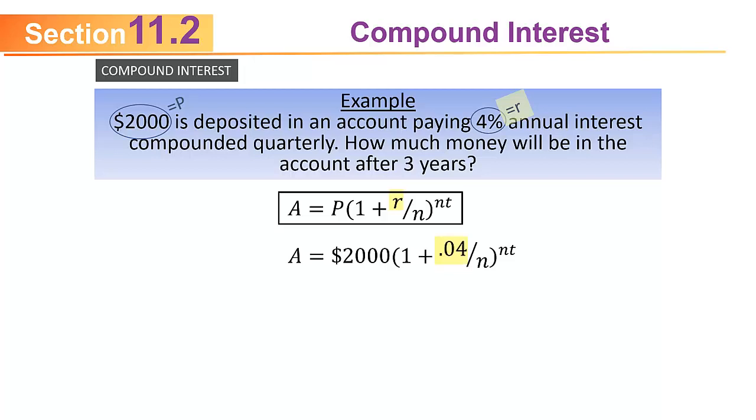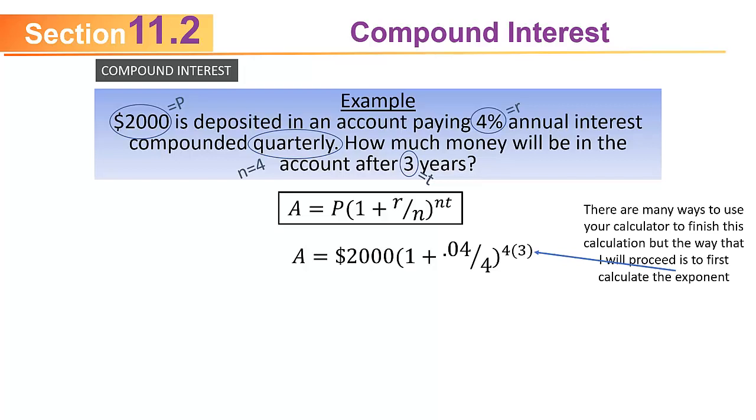The annual interest rate is 4%. That's 0.04 as a decimal. It's compounded quarterly, which means 4 times a year, so n is equal to 4. And you notice I'm just plugging these numbers in, and we're doing it for 3 years, so for t, you plug in 3. Now it's an arithmetic problem.